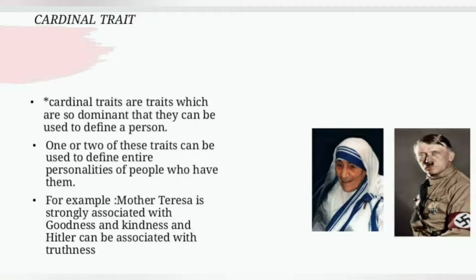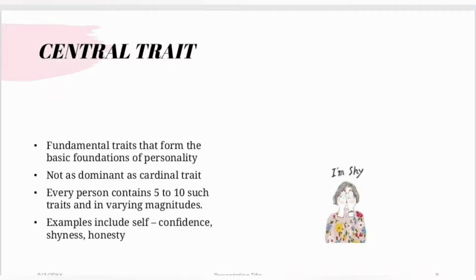Okay, for example, if we look at Mother Teresa, a couple of traits strongly associated with her are goodness and kindness. And if we speak about Adolf Hitler, dictatorship can be a trait, and ruthlessness can be a trait that can be used to describe that personality completely. So that's what we mean by cardinal traits.